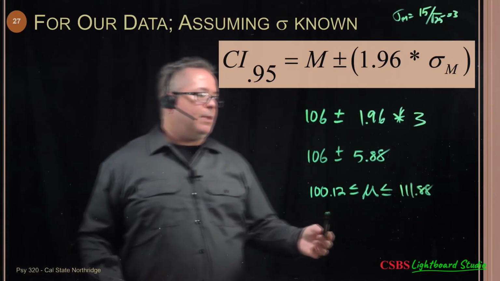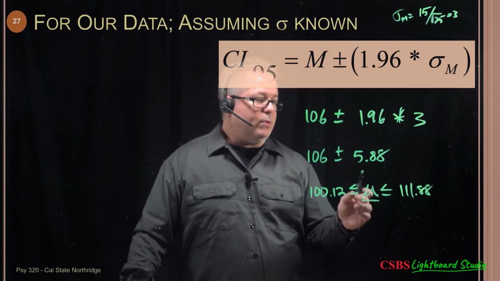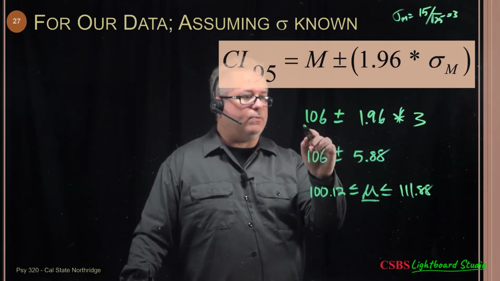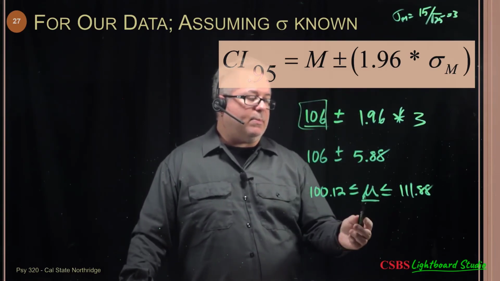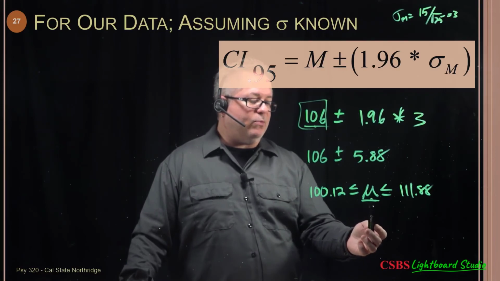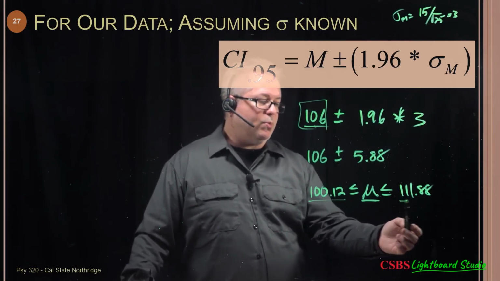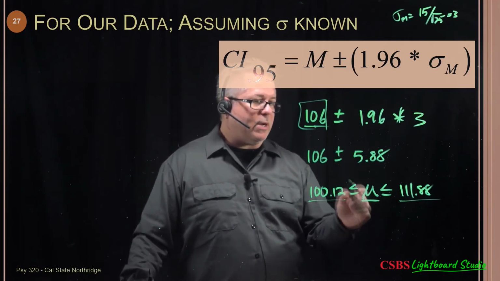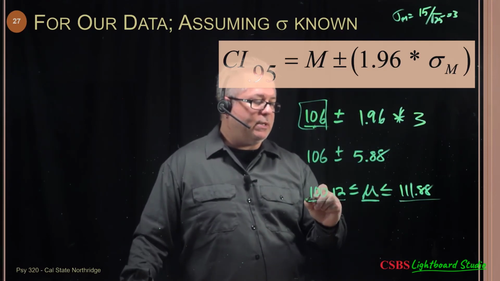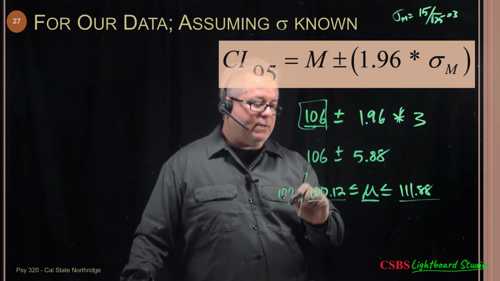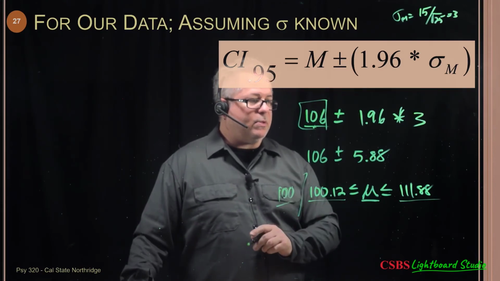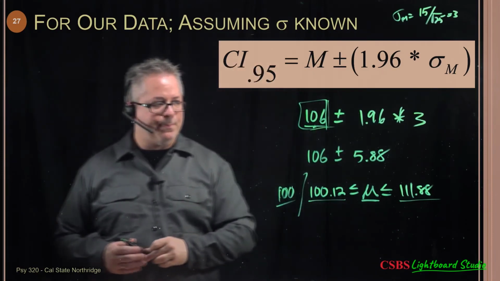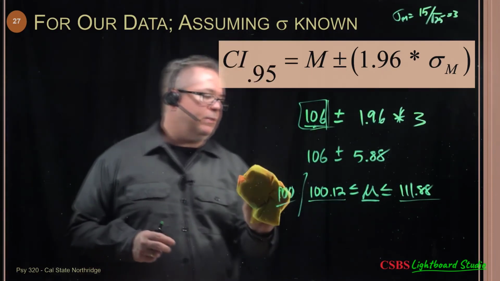So what this is telling us is that we can be 95% confident that the population that this sample came from, remember we have a sample with a mean of 106, likely has values that range from 100.12 to 111.88. Those are the values of the real parent population of this sample. Notice that 100 is outside of this, right? So a population with a mean of 100 doesn't seem to explain our sample very well based on our confidence interval. So what if we did this instead using t?